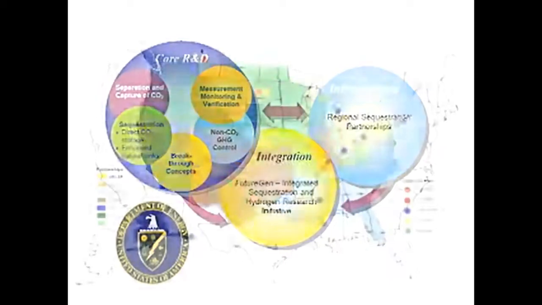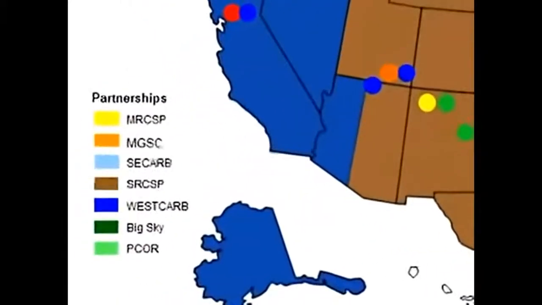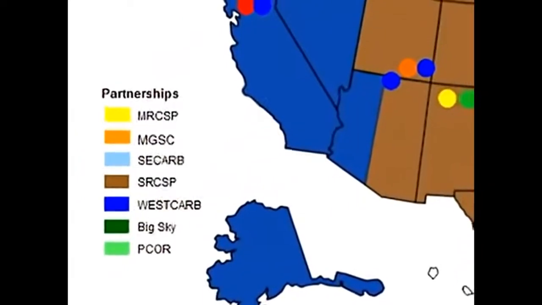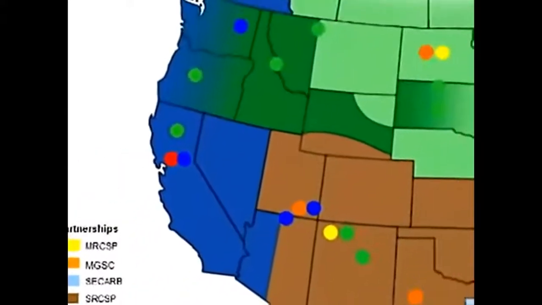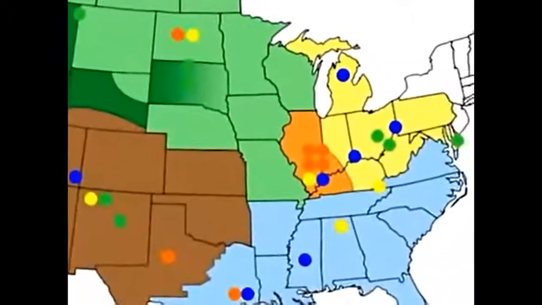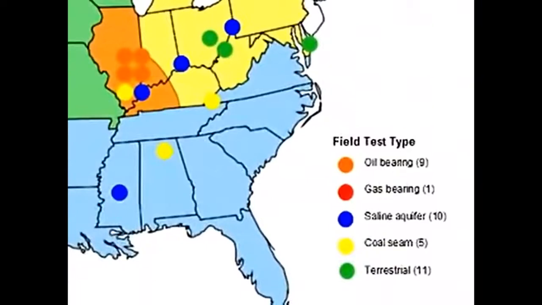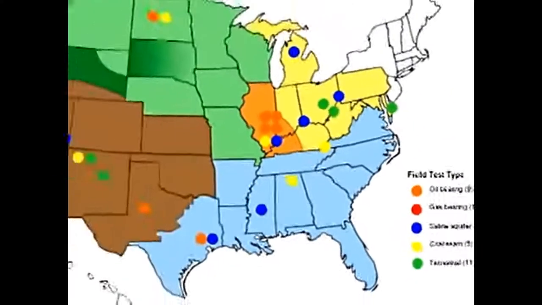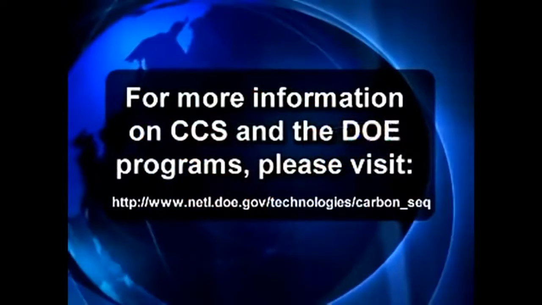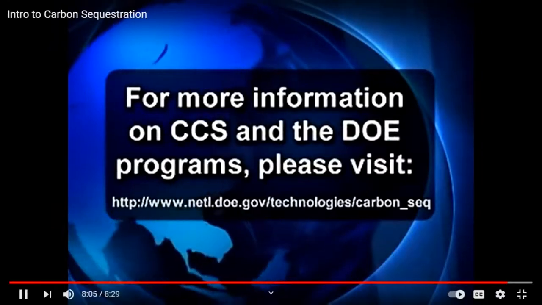These 7 partnerships represent over 300 organizations working to characterize their region's potential sequestration opportunities, research the infrastructure needed to deploy CCS technologies in North America, and validate the most promising opportunities in their regions. These partnerships will play a key role in getting CCS technologies out in the field. For more information on CCS and the DOE programs, please visit the NETL website.